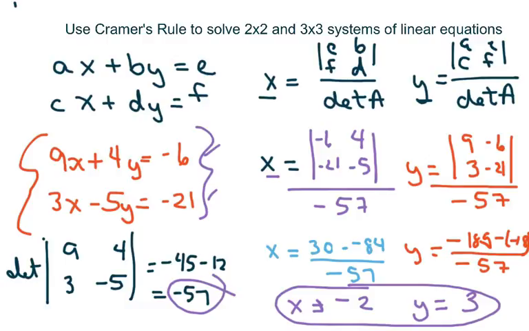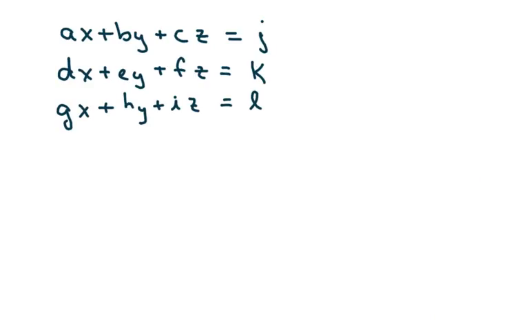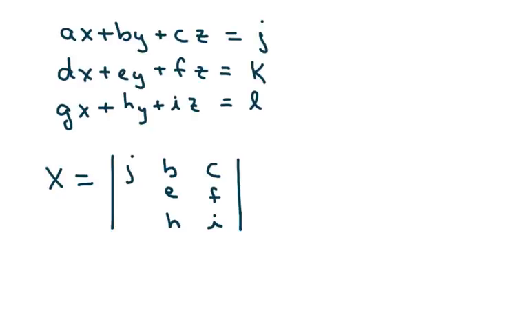Okay, so for the 3 by 3, we have a different scenario. For x, what I want to do is put in my y, which is b, e, and h, and then my z part, which is c, f, and i. But for my x component, I'm going to put in j, k, and l, all over the determinant of A.